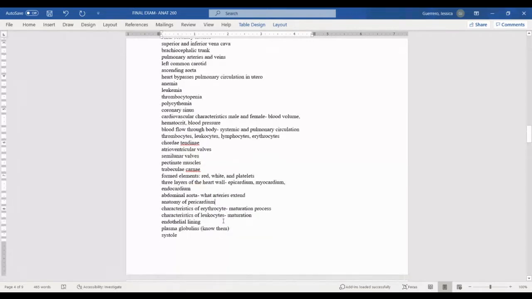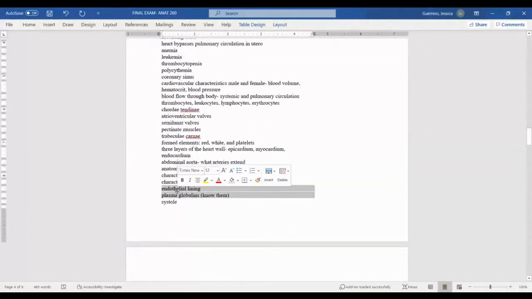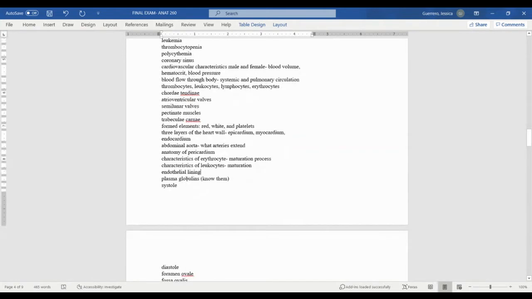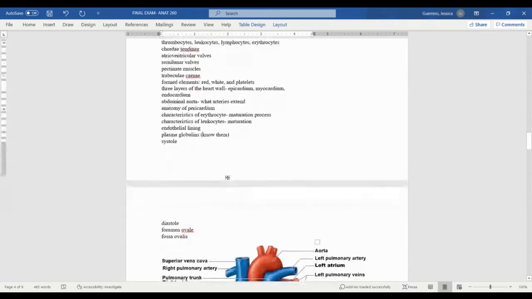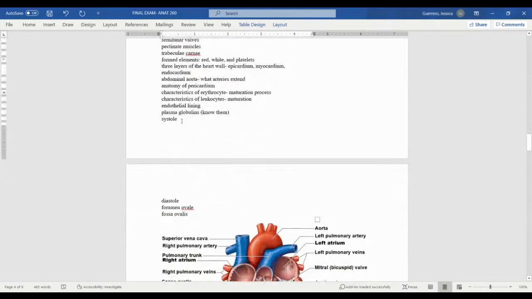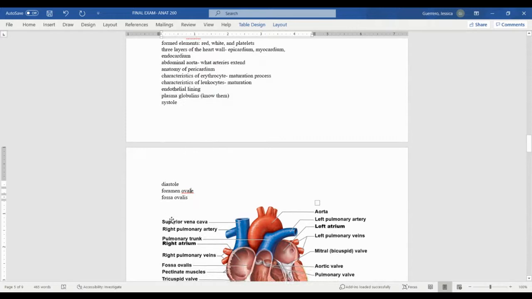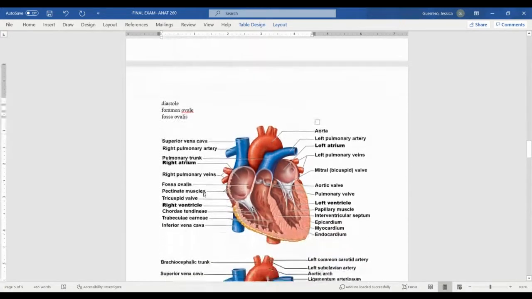So being familiar with that serous membrane. You need to know the characteristics of erythrocytes, leukocytes. The endothelial lining, this is inside of the heart and the blood vessels. And be familiar with its anatomy and why it is designed the way it is. The plasma globulins, these are going to be the components that we find in the plasma proteins we find in the plasma. Be familiar with those. Systole, diastole, the foramen ovale, and the fossa ovalis. Again, all of those are on week 8.